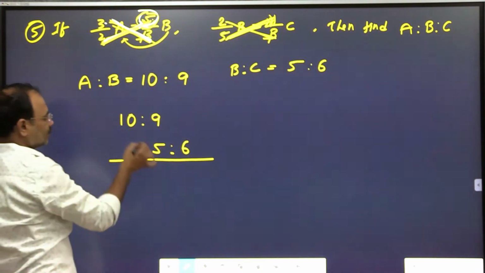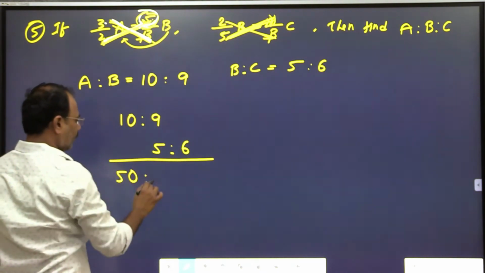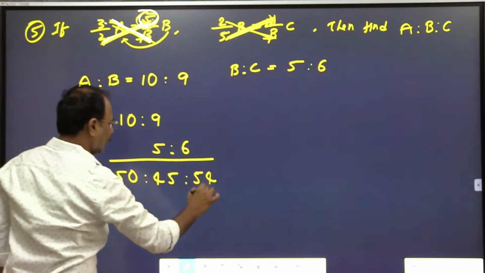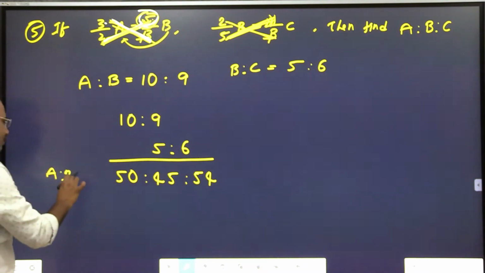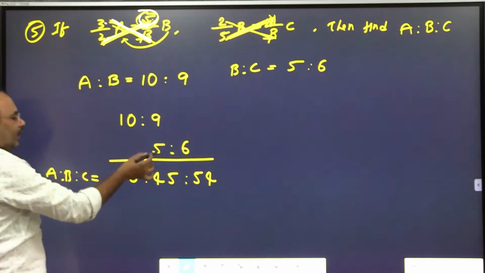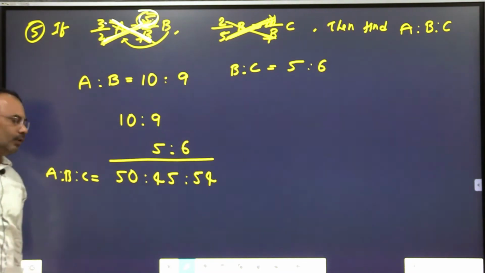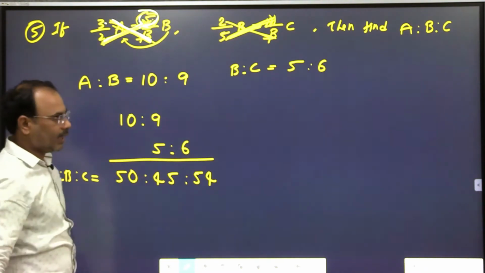So the first term is 10 into 5, 50, then 9 into 5, 45, then 9 into 6, 54. So this is A is to B is to C. There is no common factor of 50, 45 and 54. If there is no common factor, leave it.